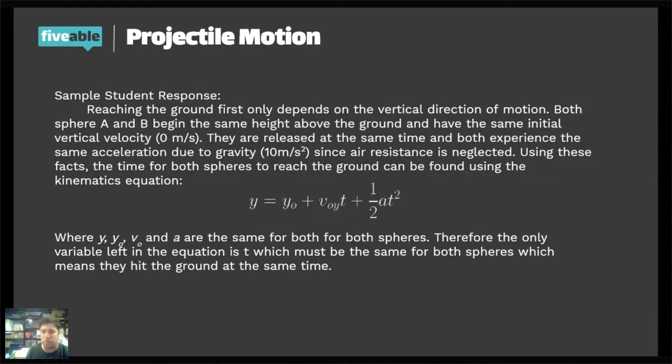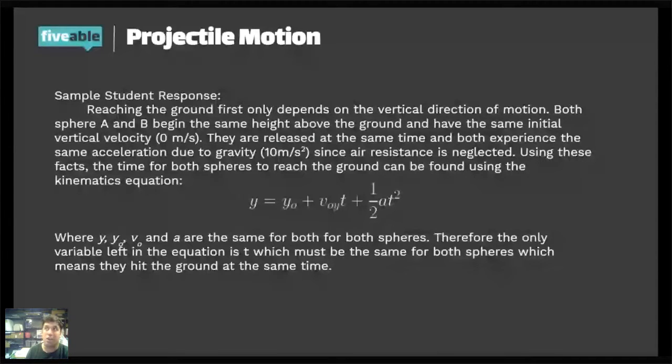All right, so here's the sample response here. The AP gave this a 5, and really, this covers all the boxes for this. They started with a claim that it only depends on the vertical direction. There's their explanation. They talk about how they have all the same criteria in there: same height, same initial velocities, same accelerations, same drop times, dropping in the same instant.